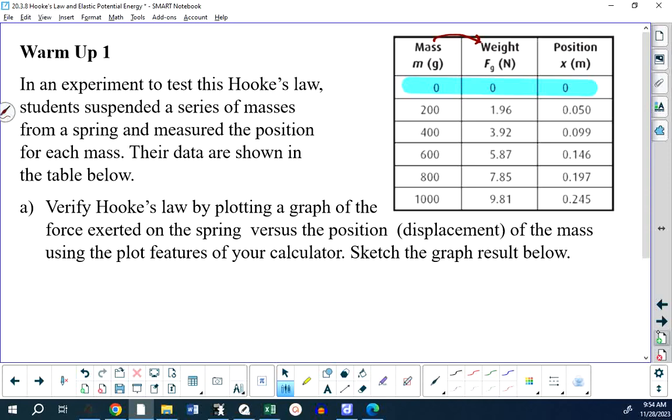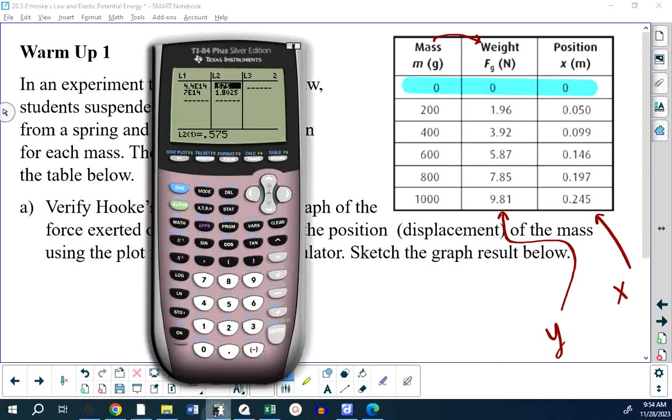So this is going to be our x, and I mean that in every sense of the word. It's x in the equation and it's x on the graph. And this is going to be our y. I don't know if you remember, I hope you do, but we always want to put our x's in list 1.